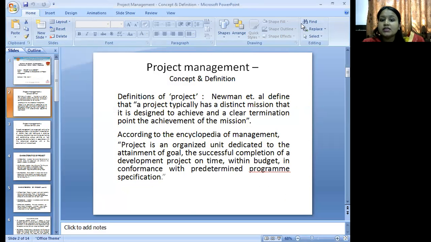A project typically has a distinguished mission that it is designed to achieve, and a clearly determined point for the achievement of the mission. According to the Encyclopedia of Management, a project is an organized unit dedicated to the attainment of a goal: the successful completion of a development project on time, within a budget, in conformation with predetermined program specifications.